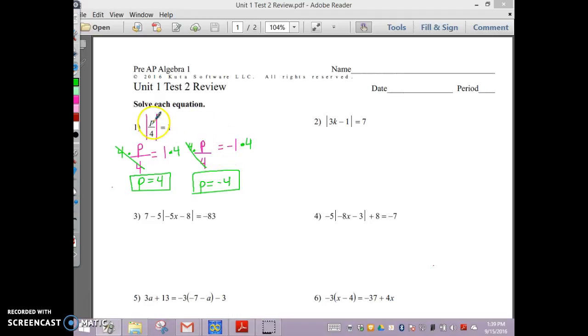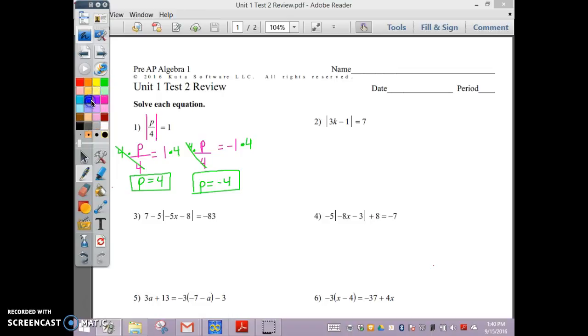So when I plug these back in, 4 divided by 4 is 1, the absolute value of 1 is 1, and 1 equals 1. -4 divided by 4 is -1. But the absolute value of -1 is +1, so 1 equals 1.